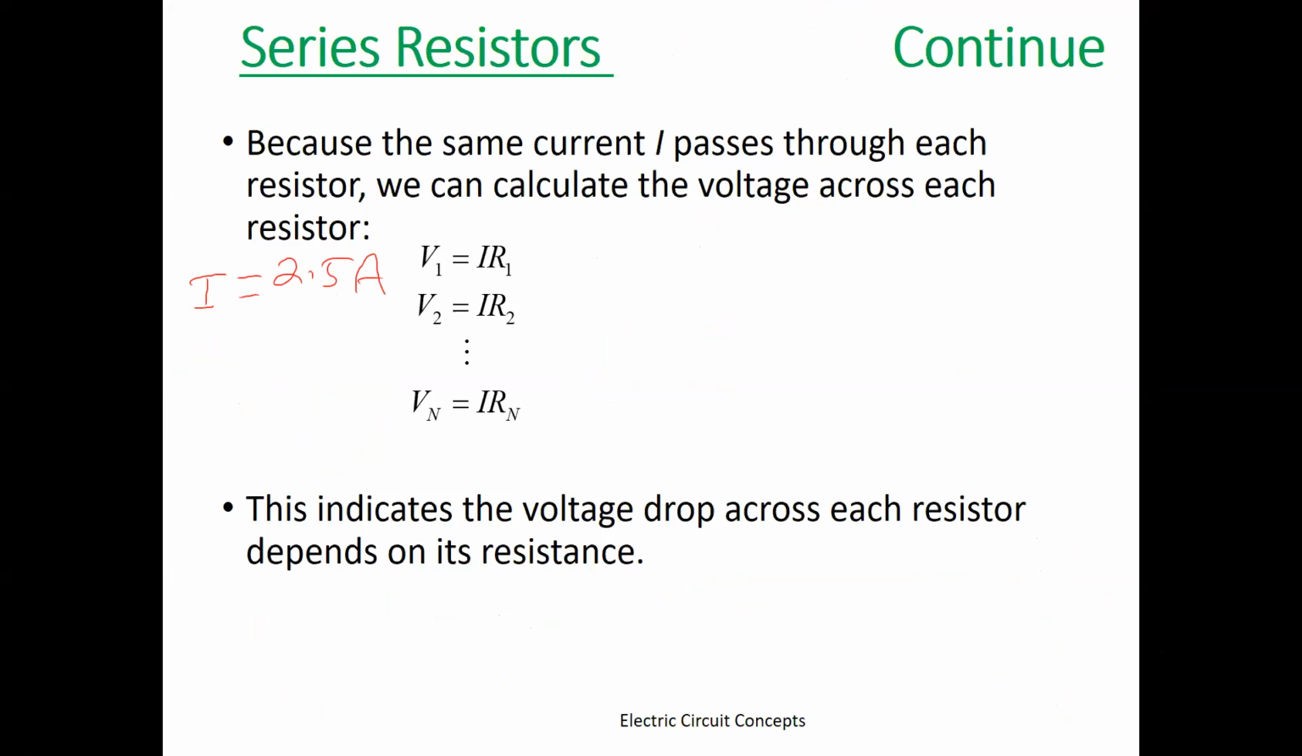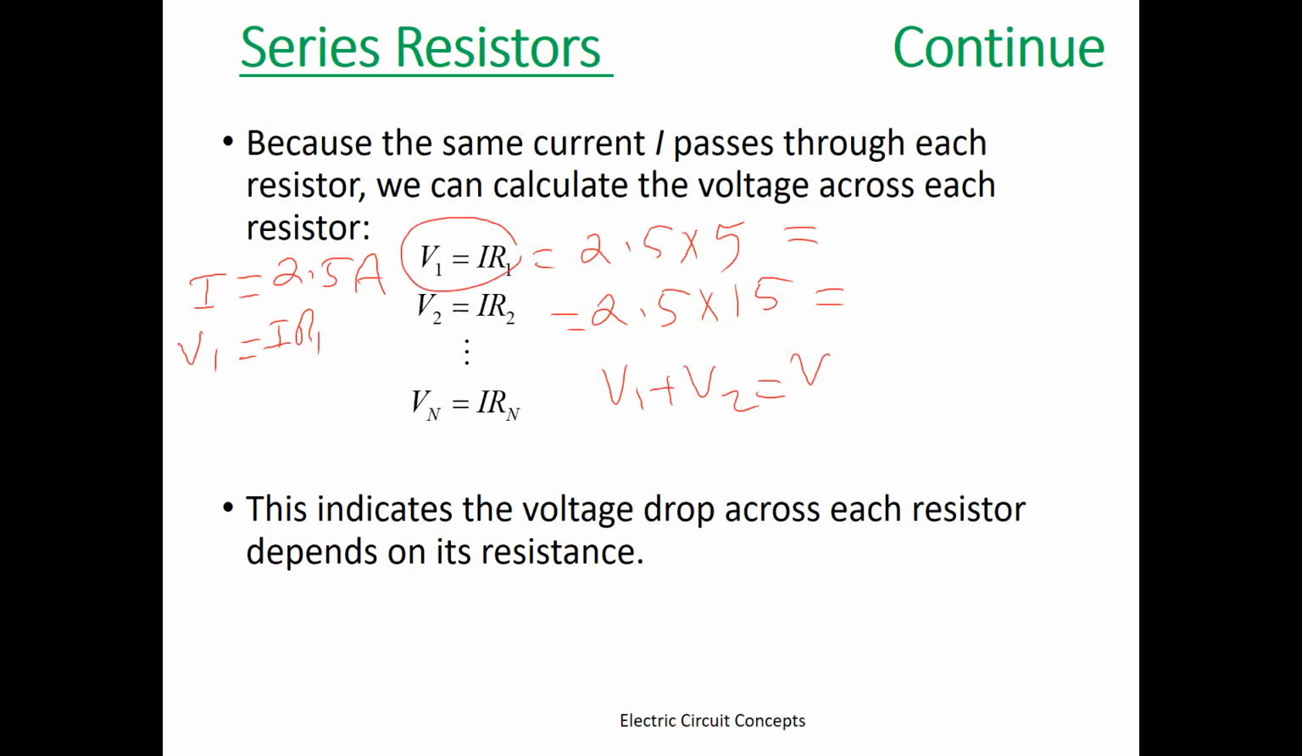Again, if we need to find V1, it will be I times R1, which is here. So I is 2.5 and R1 is 5, and then V2 will be 2.5 multiplied by 15, and this will be the voltage drop. Now, if you do your calculation, you will find that V1 plus V2 must equal the supply voltage. The supply voltage must equal what they call the voltage drops. This is called voltage drops. It will be defined here.